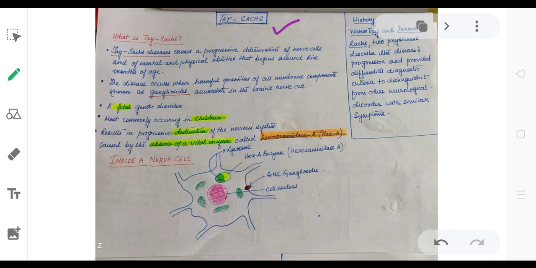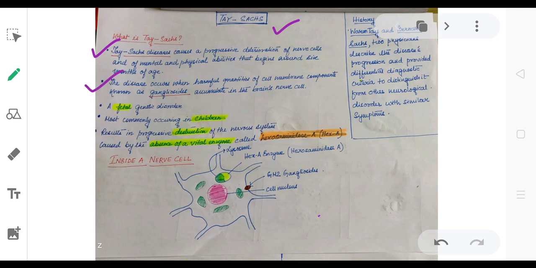4. Less commonly, the disease may occur in later childhood, which is also called juvenile or late onset Tay-Sachs. This form tends to be less severe, but the juvenile form typically results in death by the age of 15. So, in a nutshell, Tay-Sachs disease causes a progressive deterioration of nerve cells and of mental and physical abilities that begins around 6 months of age.